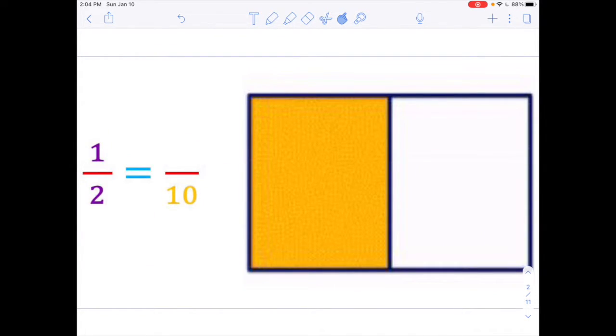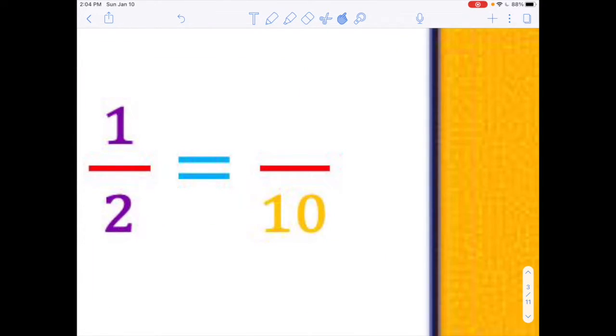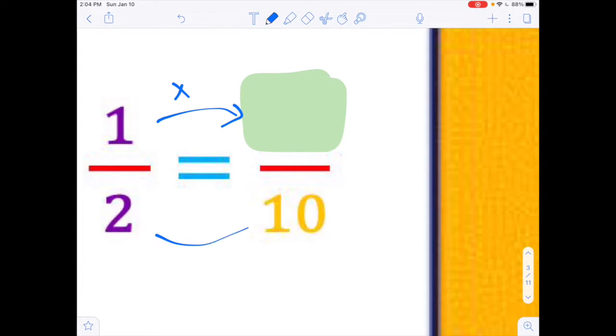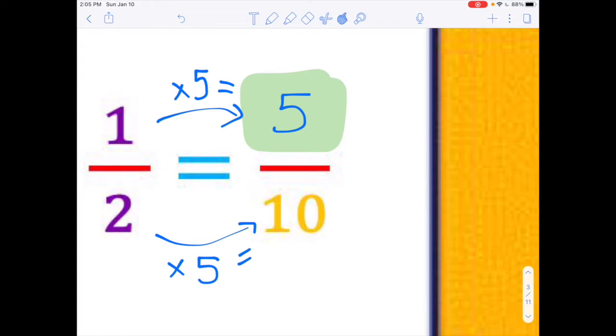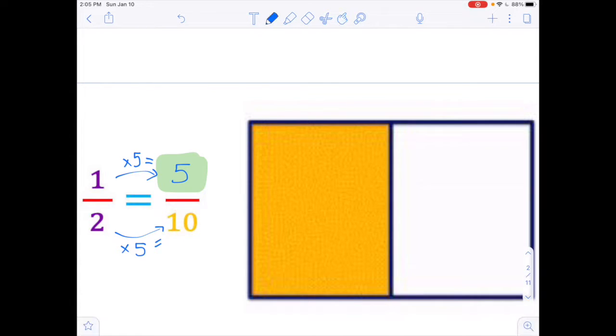Here's the fraction 1/2. I'm going to make 1/2 become an equivalent fraction to some number of tenths, right? So most of you are getting really good at this by now, but just a quick review. I need to multiply the top and the bottom, the numerator and the denominator, by the same number. So I know that 2 times 5 equals 10, so I need to multiply the top as well. 1 times 5 equals 5. So this picture over on the right hand side should confirm that 1/2 is the same as 5/10.